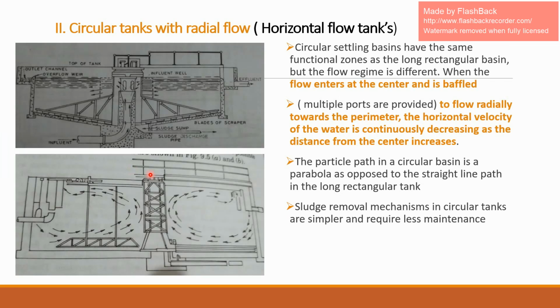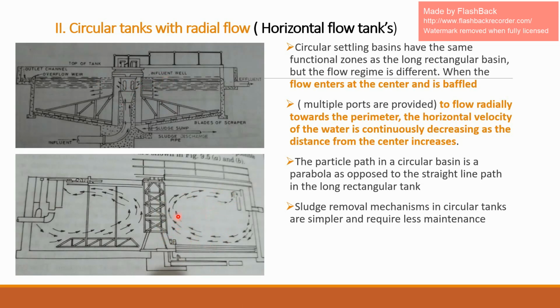Next is the tank with radial flow. It also comes under horizontal flow. What happens here is the effluent is pumped in the center, and then it is distributed in the tank. Okay, with the help of baffles, the flow takes place radially towards the perimeter. And this flow is parabolic, not in a straight line.